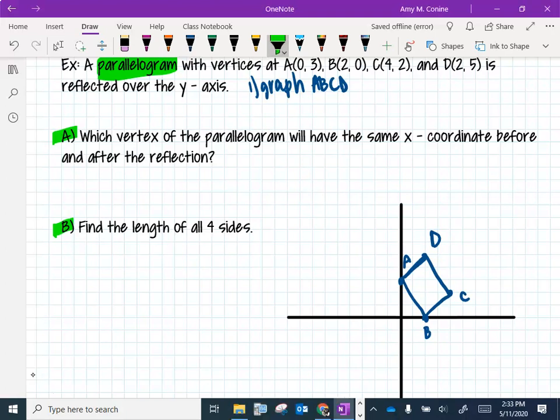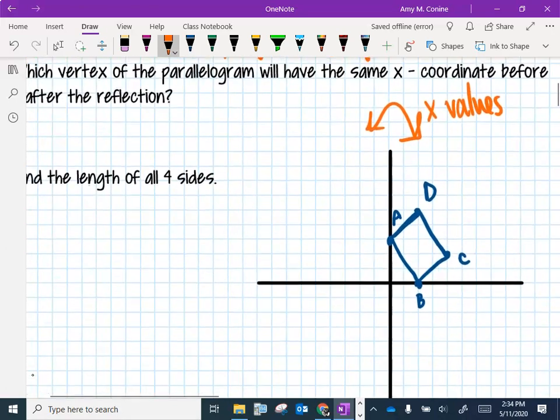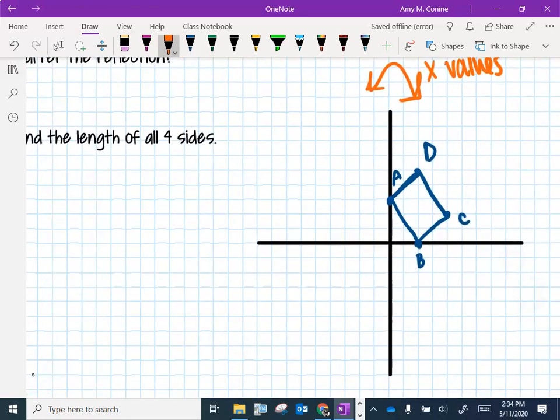The next thing I need to look at is that this is reflected over the y-axis. That's telling me I have to reflect my shape, which we just learned how to do. If you remember, reflecting over the y-axis is moving left to right, which means your x values will change. Looking at A, B, C, and D, B is 2 spaces away from the origin, so when I flip it over, it also needs to be 2 spaces away from that same origin.